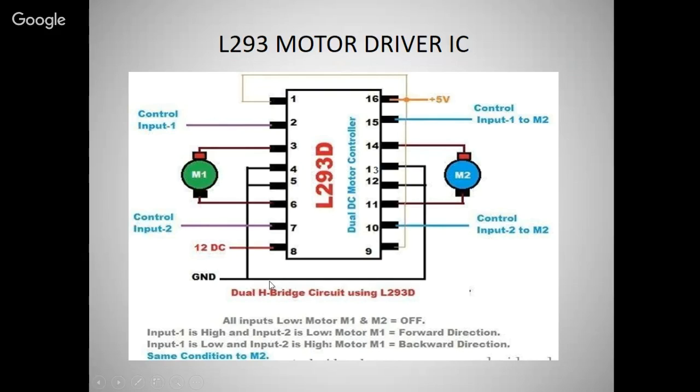How? Here 12 volt DC is coming to pin number 8. It will take the voltage from here. It will check the input voltages from input 1 and input 2. It will sense the signal voltage.